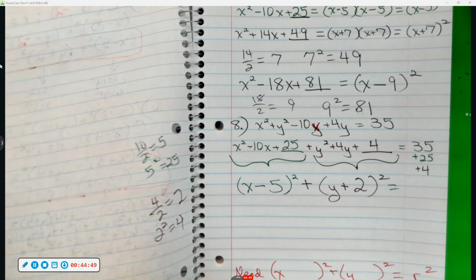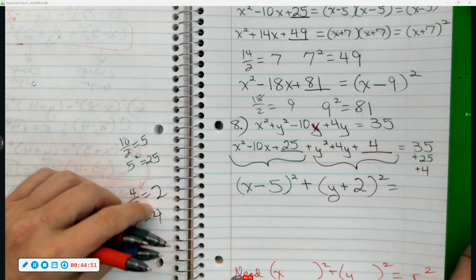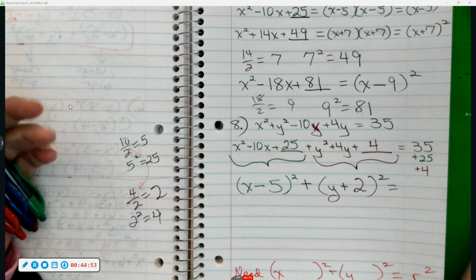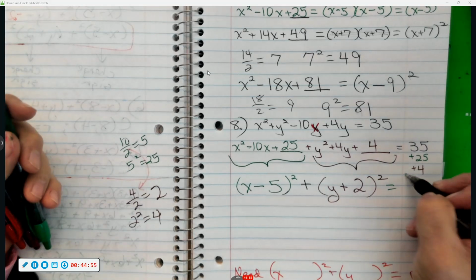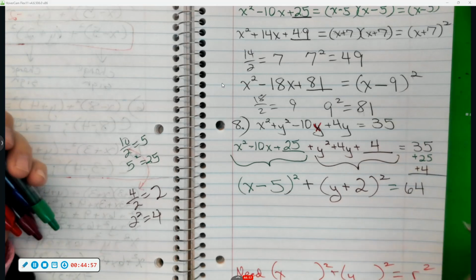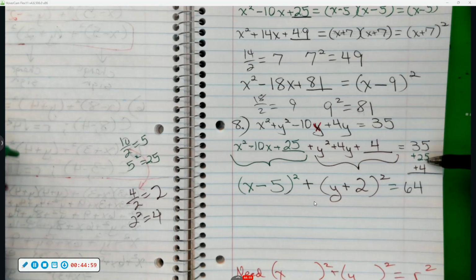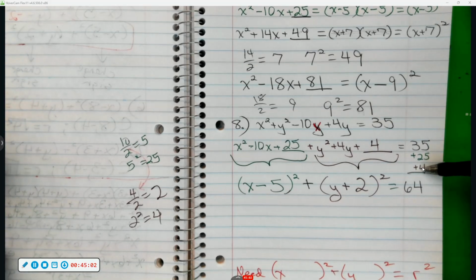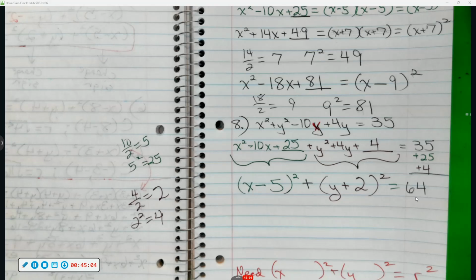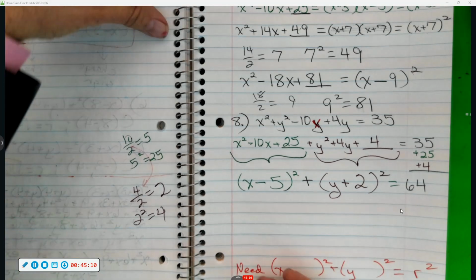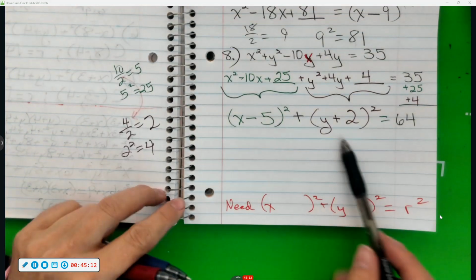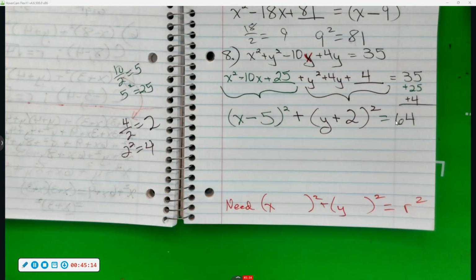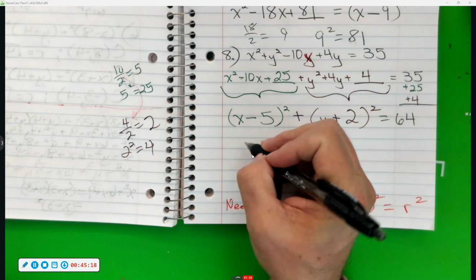What have we got on the right-hand side? Oh, y'all are just being quiet. It's 64. 35 plus 25 is 60, plus 4 gives me 64. And now we have the form we needed. Remember I said we needed to get it in center radius form, because now we can determine the center and the radius.